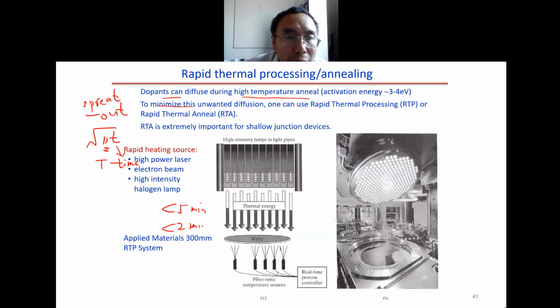We can use a high power laser for the rapid heating source, high power laser or electron beam or high intensity halogen lamp. Here we have the high intensity lamps, and when we have the lamp, the heating will be very fast. But then here we have the fiber optic temperature sensor. We use the light, we use the spectrum to measure the temperature. This is the photo of this rapid thermal annealing process.